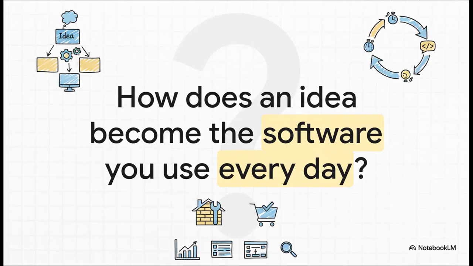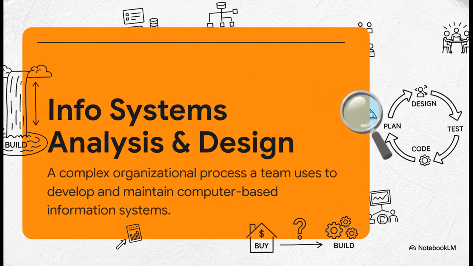So yeah, how does it actually happen? How does that light bulb moment transform into a complex, reliable application that maybe millions of people depend on? That's the big question we're going to tackle here. And the answer isn't magic. It's actually a pretty cool discipline. And that discipline is called Information Systems Analysis and Design.